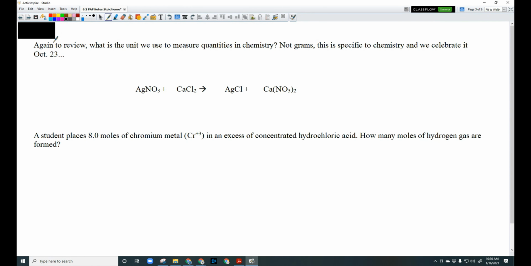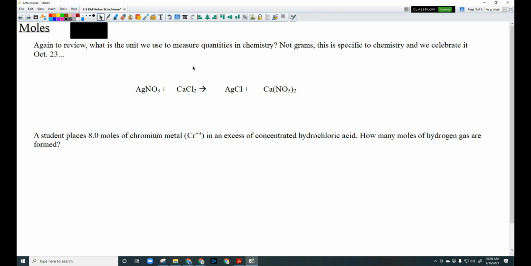Okay. So again, to review just for a second, what is the unit that we use to measure quantities in chemistry? Now, I'm not talking grams, not grams. What's another way to measure quantities? And this is specific to chemistry. And we celebrated on October 23rd. What could it be? Do you know? Oh, let's look at the first letter. It starts with an M. Did you figure it out? Do you know what it is? Moles. Yeah, so if you said moles, moles are going to come back in now.